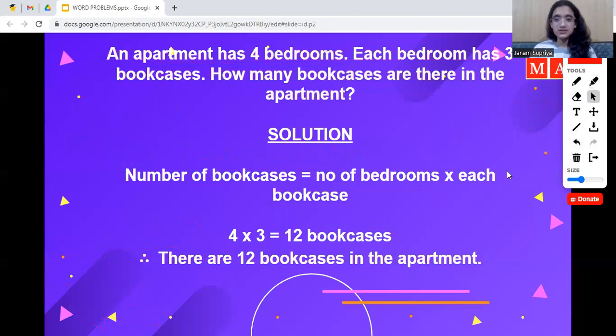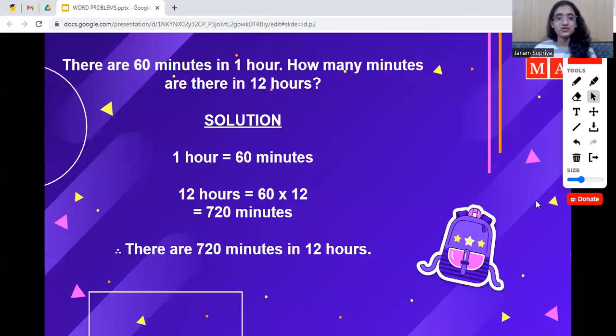Okay, if this question is clear, let's move on to the next question. There are 60 minutes in 1 hour. How many minutes are there in 12 hours? In 1 hour, how many minutes there are is given, and how many minutes there are in 12 hours is what we need to find, right?